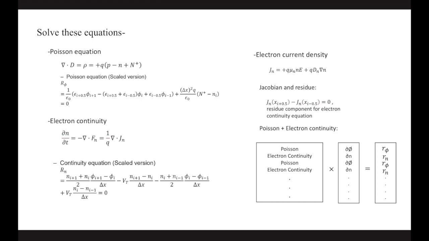In order to find the Jacobian matrix, we find the partial derivatives of the residue component at I with respect to the unknown variables, phi and n, in two dimensions. So now we have two different equations and two different variables at each vertex. We can arrange these two in the given form and solve the matrix to find the potential and electron density.